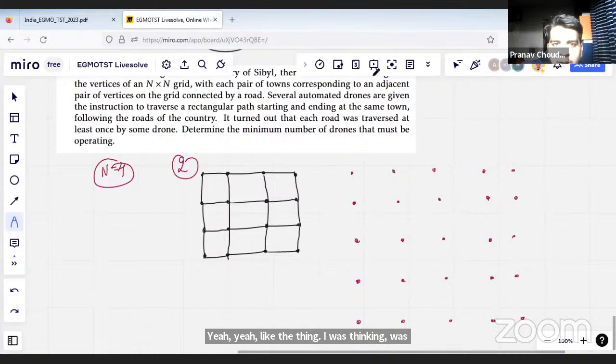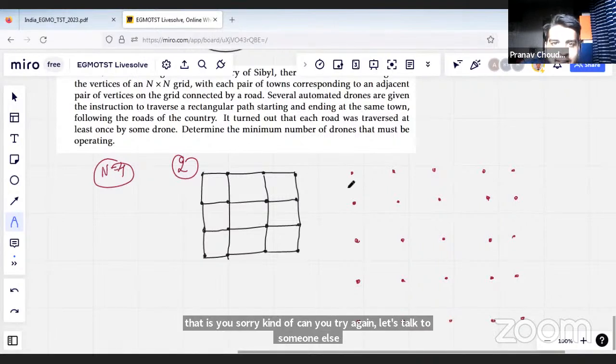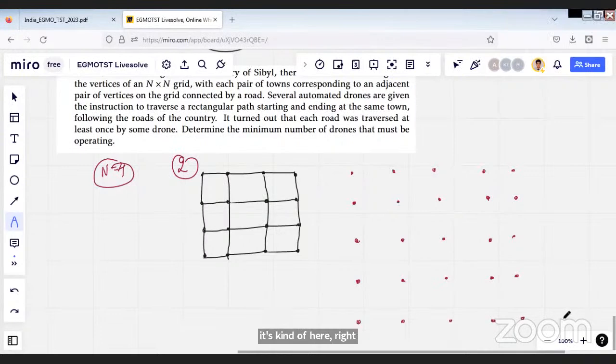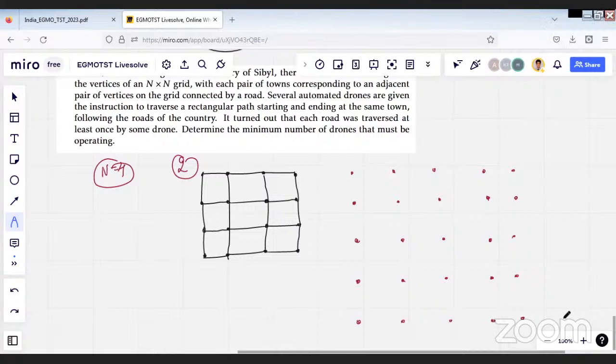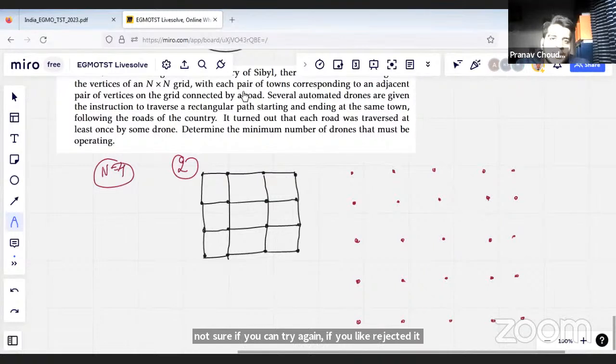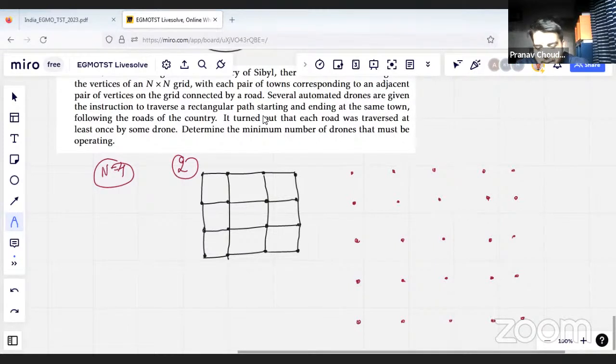Wait, how do people get the Zoom link? What? Oh, that is you. Sorry. Kanav, can you try again? I thought that was someone else. Wait, is Kanav here right now? No, that's why he's trying to get in. So you speaking is not helping him. Oh shoot, it was not on his name, so I thought it was someone else. I'm not sure if you can try again if you rejected it. Oh, he is in the waiting room, it says. Yes.